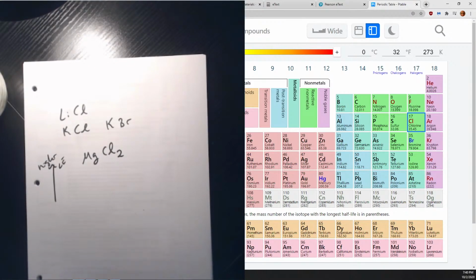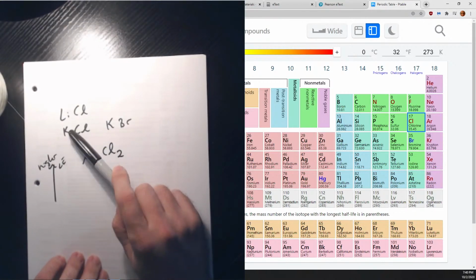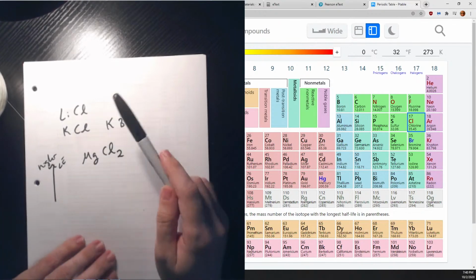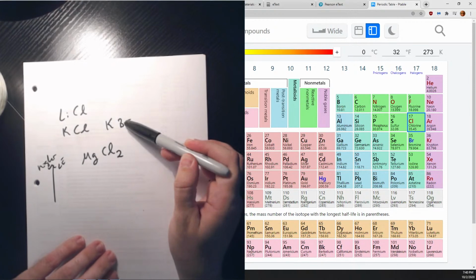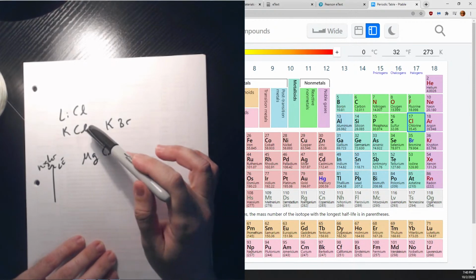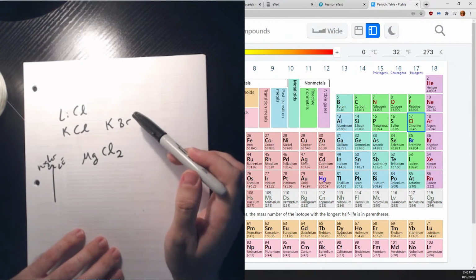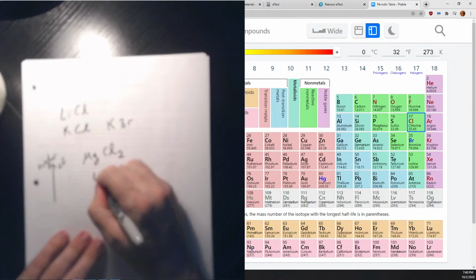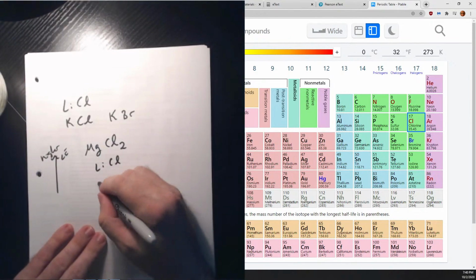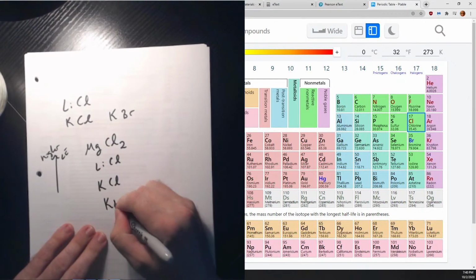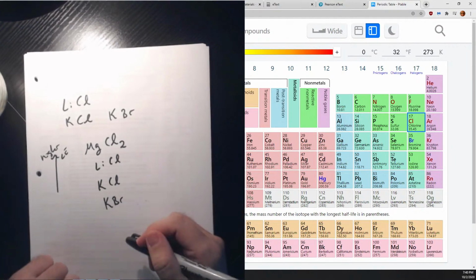Okay, so now lithium chloride versus potassium chloride. Well, potassium is bigger, physically larger. It has a larger radius than lithium, so this is going to be smaller. Then potassium bromide is going to be smaller still because chlorine is smaller than bromine. Bromine is bigger than chlorine. So lithium chloride, because lithium is the smaller of the two positive ions. Then potassium chloride, then potassium bromide, because bromine is bigger than chlorine, so it has a smaller lattice energy.